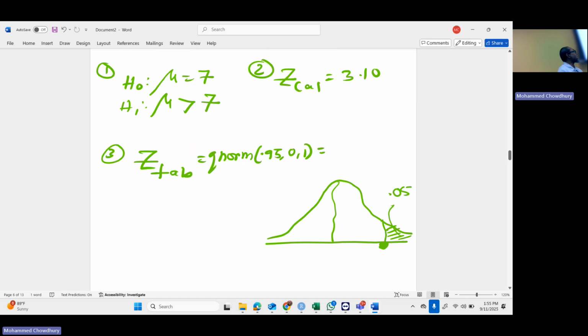Now you can ask me why I put 0.95, because this is the 0.95. This is the 0.95 and this is the value it will give us, with mean 0 and standard deviation 1.